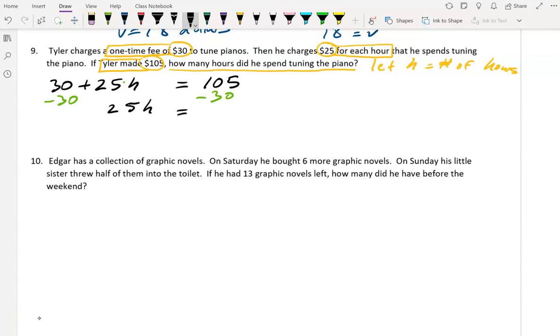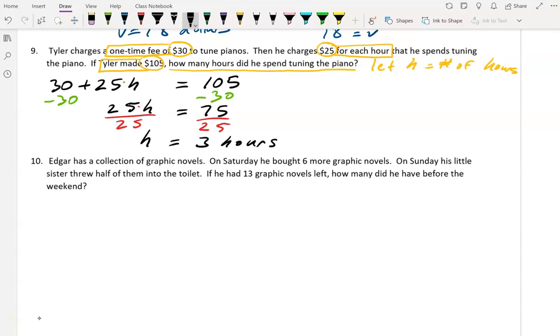25H on this side, and 105 minus 30 is 75. Then the next step, we undo the multiplication by dividing by the coefficient of 25 on both sides. And so H, the number of hours, is 75 divided by 25, which is 3. H equals 3 hours that he spent tuning the piano.